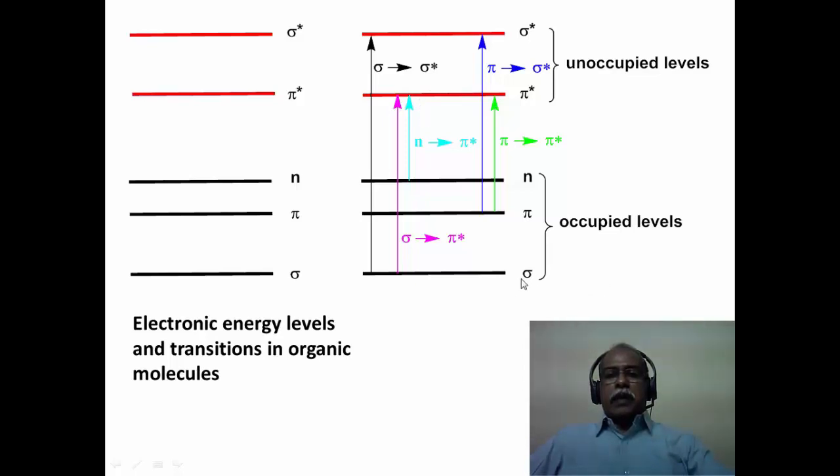The sigma, pi and n are the occupied molecular orbitals, whereas the pi star and the sigma star are unoccupied molecular orbitals in the ground state electronic configuration of the molecule. So in the excited state electronic configuration, when the excitation takes place, the molecule attains a different electronic configuration. If there are 2 sigma electrons present originally here, the sigma to sigma star will essentially put 1 electron in the sigma star level. So that will be an electronic isomer of the ground state molecule. The excited state molecules are generally electronic isomers of the ground state molecule.